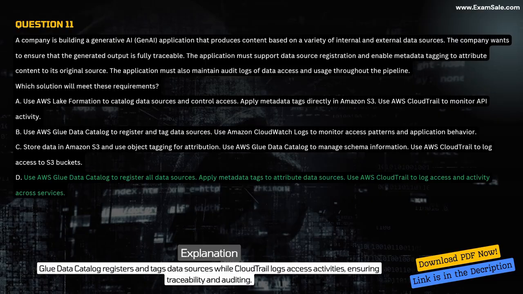Explanation: Glue Data Catalog registers and tags data sources while CloudTrail logs access activities, ensuring traceability and auditing.